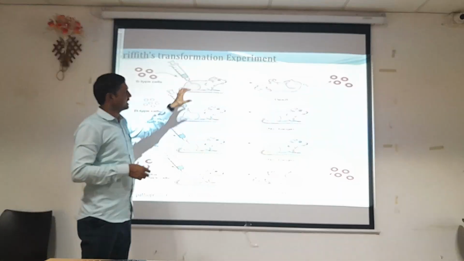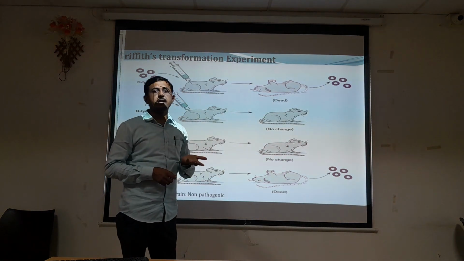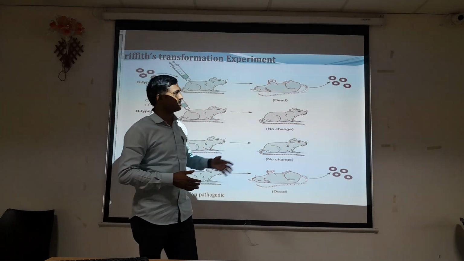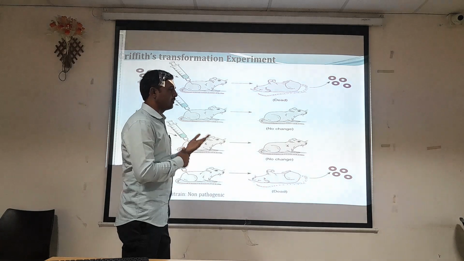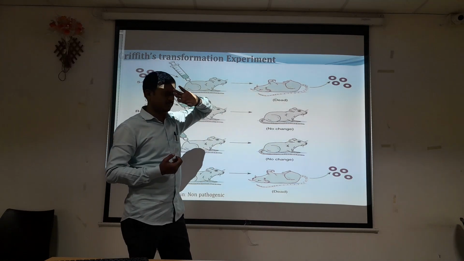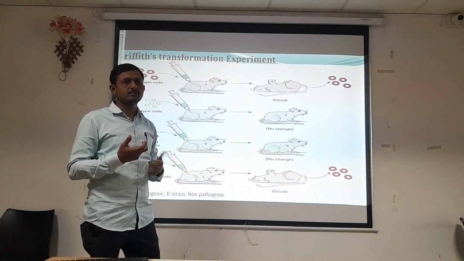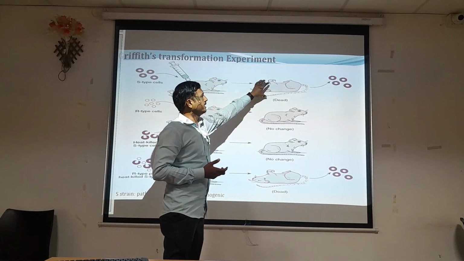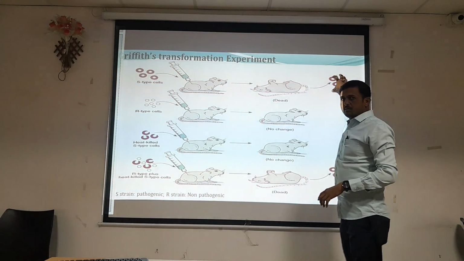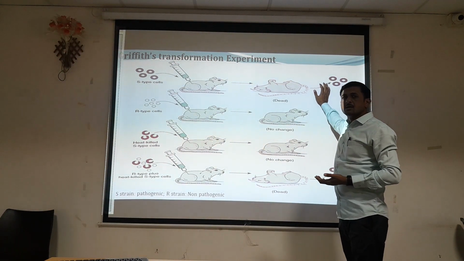When he injected the S type strain into the healthy mouse, he found that the mouse got an infection, and after some time the mouse died. From the dead mouse he collected the S type colonies. After that he collected blood samples from the mouse and inoculated the bacteria into a nutrient medium plate. He observed that S type colonies appeared.